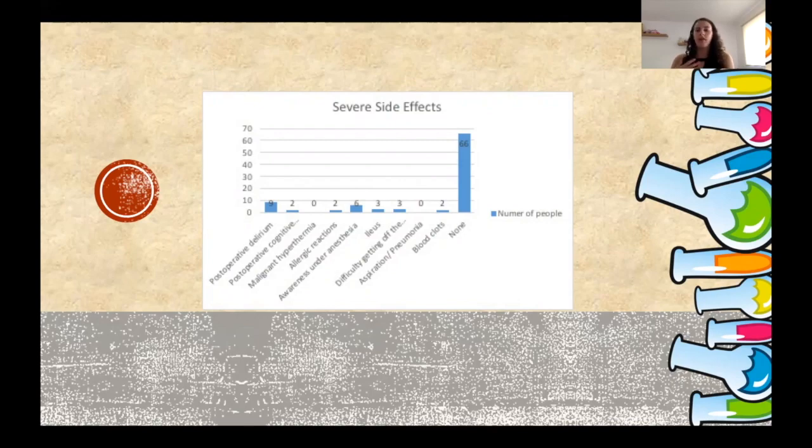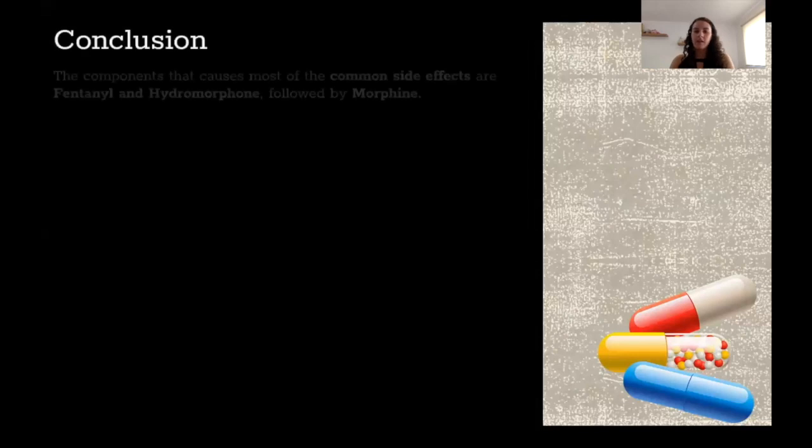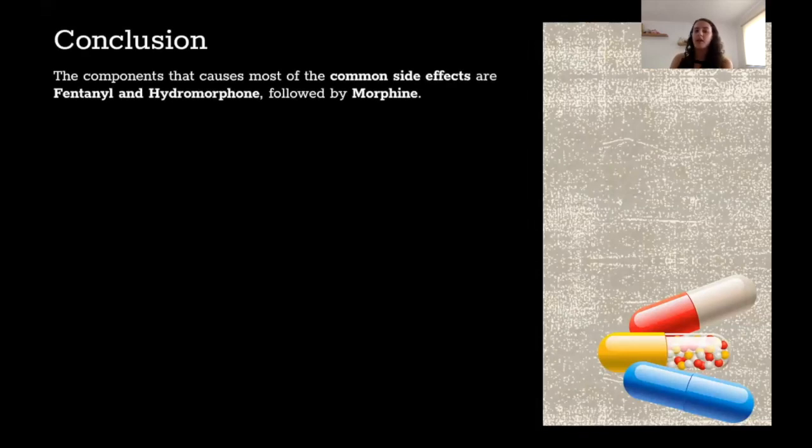So later on in my analysis, I made comparisons between all the things that could affect the side effects, like gender, age when the procedure was done, and all that. And I also found the relationship between each side effect and the component that is most likely to cause it. And either it was a very common or uncommon side effect, and either it was a common or severe side effect.